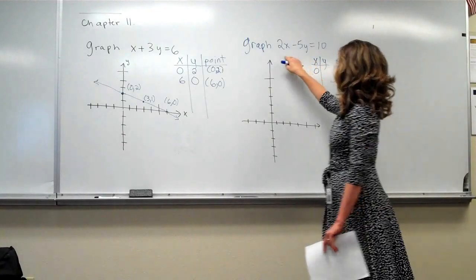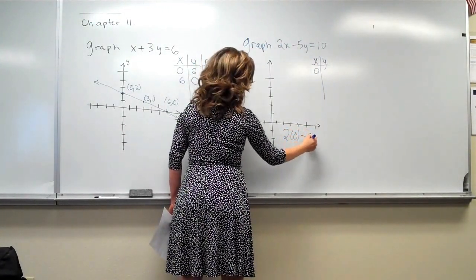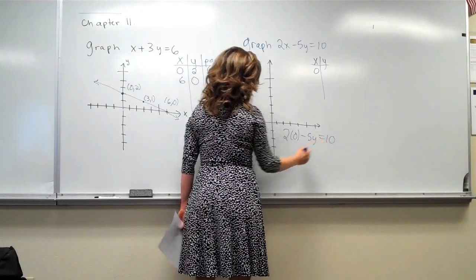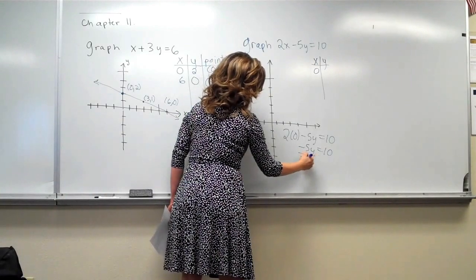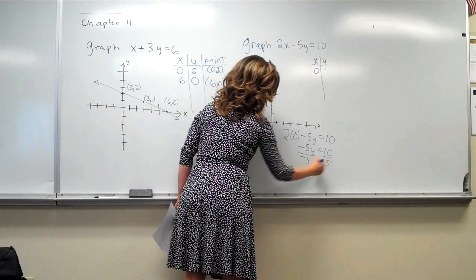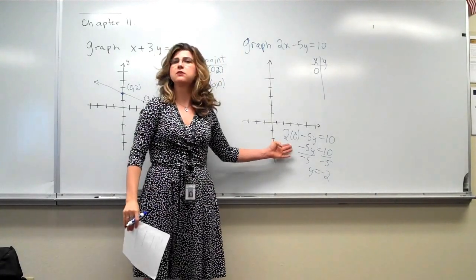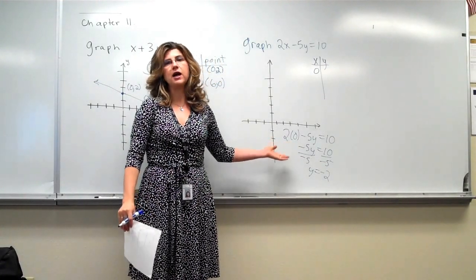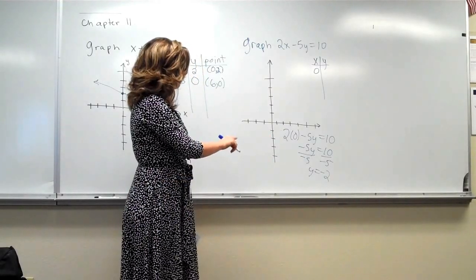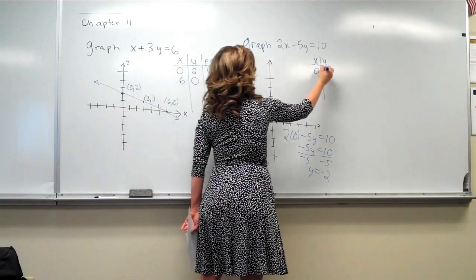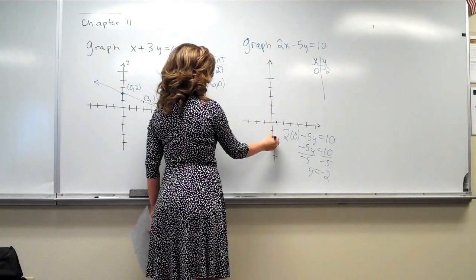If x is 0, then we get 2 times 0 minus 5y equals 10, or minus 5y equals 10. Divide both sides by -5, and y equals -2. Recall that 2 times 0 is 0, and 0 minus 5y is minus 5y, so that's why that just kind of vanished out of there. So if y is minus 2, then we have 0, minus 2. So our point will be 0, minus 2.